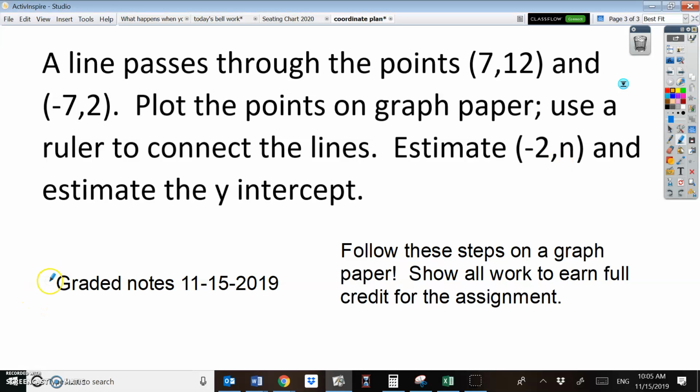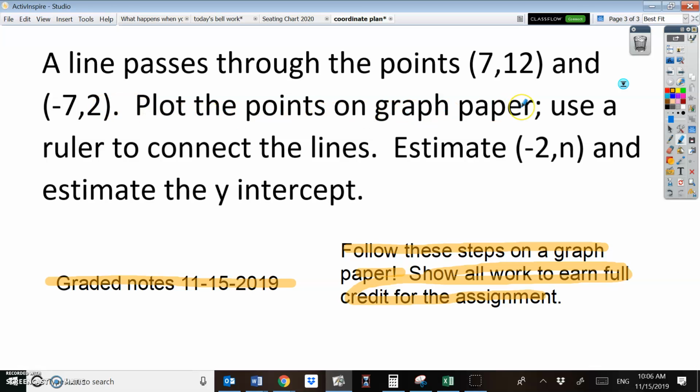Hello, this is the assignment, graded notes, 11-15-2019. Follow these steps on a graph paper. Show all work to earn full credit for the assignment. A line passes through the points (7, 12) and (-7, 2).